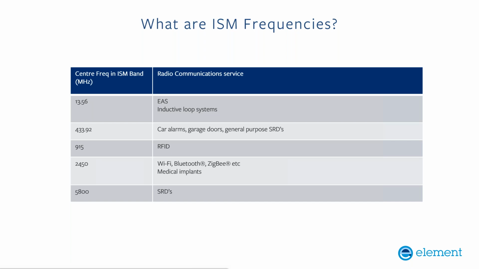We then have the 2.4 gig band, which is probably one of the most densely populated and most high profile communication bands, used by Wi-Fi, Bluetooth, Zigbee. We also use that band for certain medical implants as well. A very popular band, and I didn't put it on there, but I indicated it right at the beginning, it is also used for microwave ovens and the like. Then we have the 5.8 gigahertz band, which is used by, again, generic short-range devices.